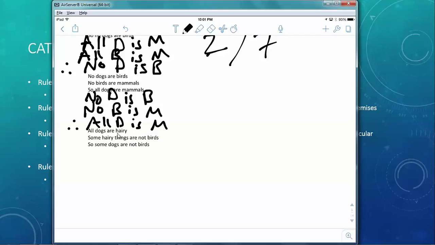Rule number 3 is illicit process fallacy. D is distributed down here, but it's also distributed here. Okay, good. M is not distributed, so I don't care if it's distributed or not up here. It actually happens to be distributed, so it doesn't really matter.